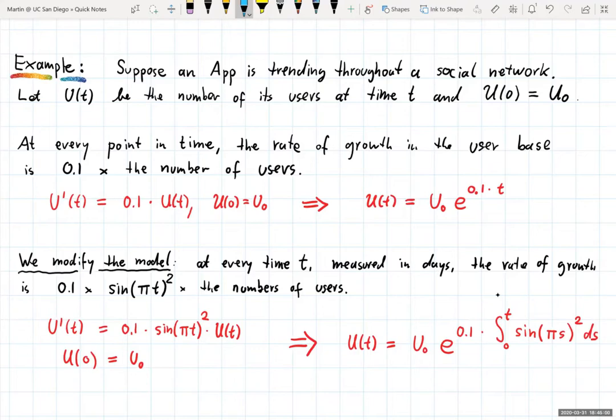Now it's fairly easy to find that the solution to that differential equation with that initial condition is the following, namely u of t equal to u naught times the exponential of 0.1 times t.